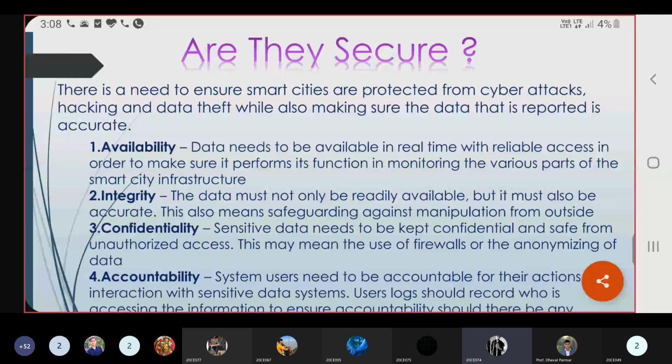Fourth is accountability. System users need to be accountable for their actions and interaction with sensitive data systems. User logs should record who is accessing the information to ensure accountability should there be any problems.